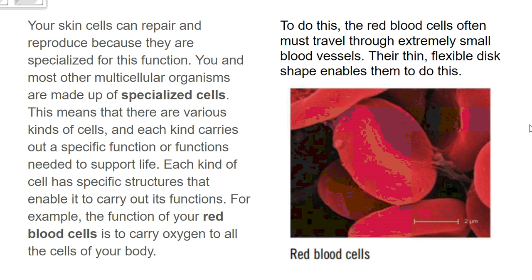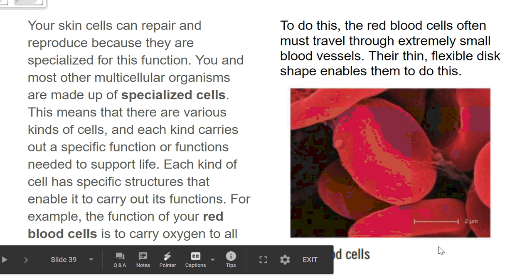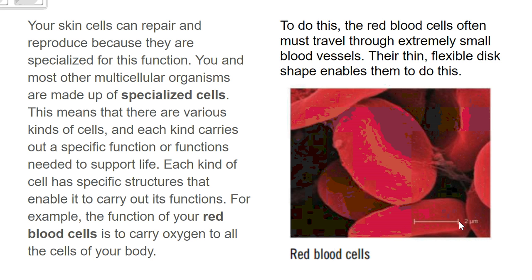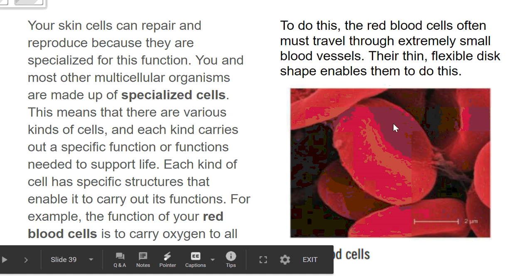Their thin, flexible disc shape enables them to do that. So this is a microscope image of our red blood cells. You can see that for every spot that I see this far, it's 2 micrometers. So if we think this section would fit 500 times in between that smallest unit on our ruler. So these are very, very small, but we've blown them up so that we can see what they look like. That's a red blood cell, and its job is to carry oxygen to all the different parts of our bodies.